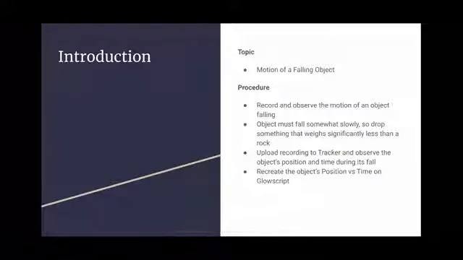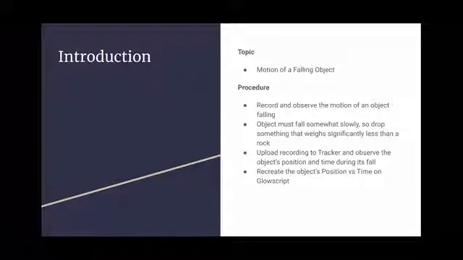First up, we have the introduction, and just like the title, the topic of this lab is Motion of a Falling Object. The procedure for this lab is to first record and observe the motion of an object falling. The object that is falling must weigh significantly less than a rock.